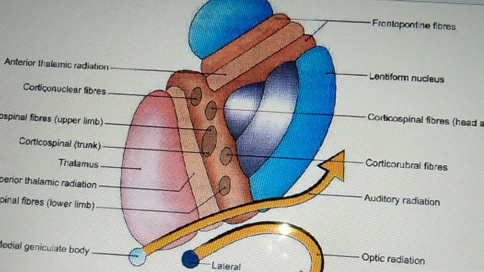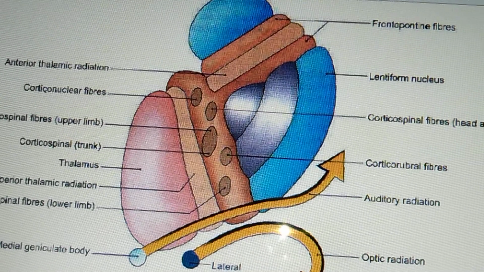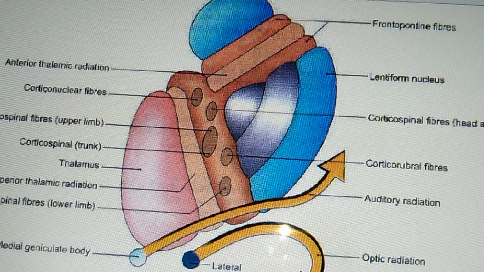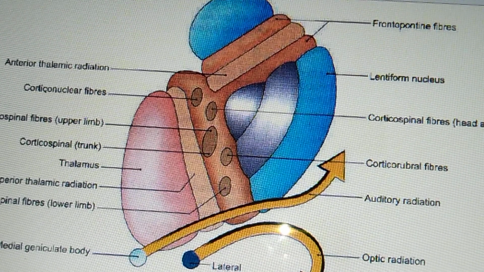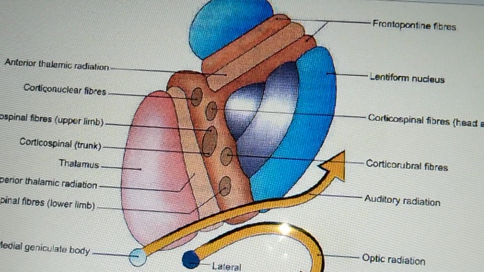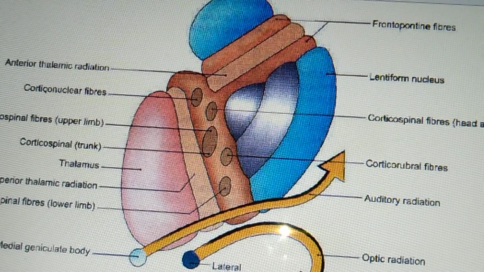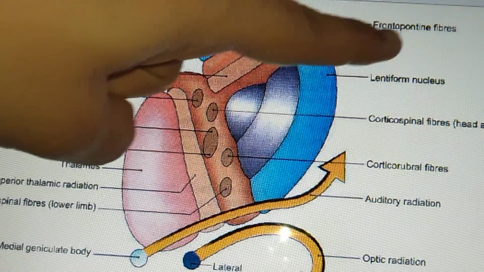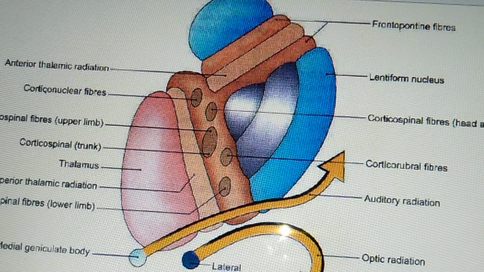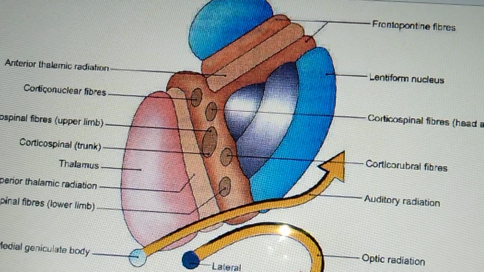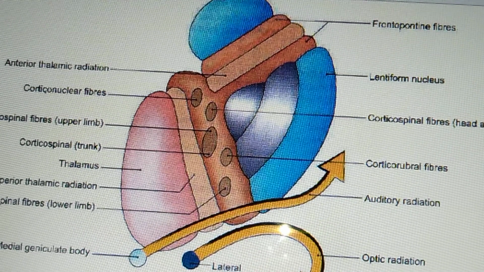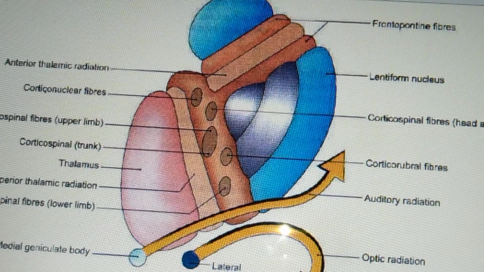Now first are the motor fibers. Corticopontine fibers lie in the anterior limb, genu and the posterior limb. What does corticopontine mean? From the cortex to the pons. Now in that again there are different parts of the cortex. First is the frontopontine that you can see here. Frontopontine fibers start from the frontal lobe to reach the pontine nuclei, where they relay to reach the opposite cerebellar hemispheres, and these fibers are then called corticopontocerebellar fibers.